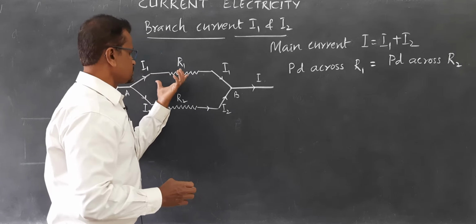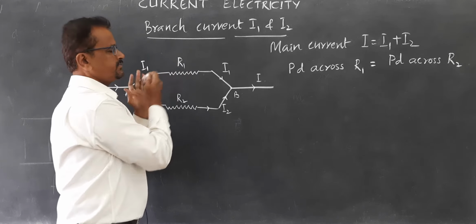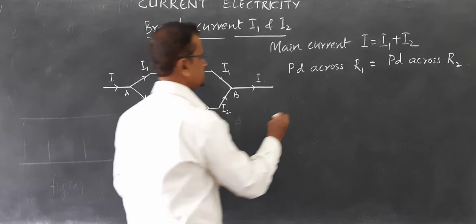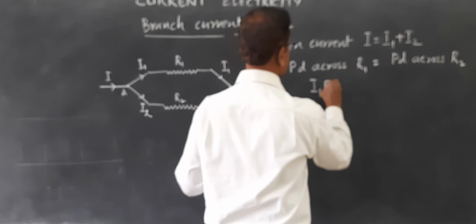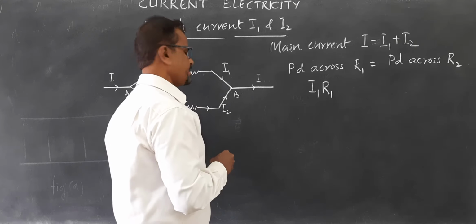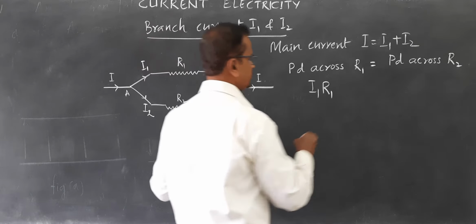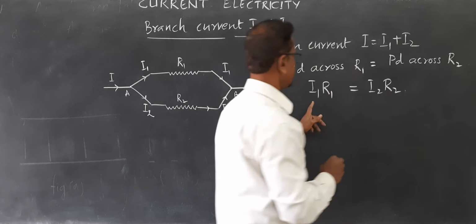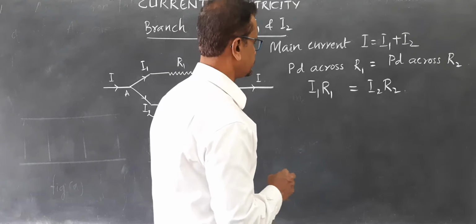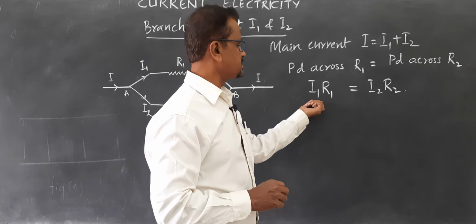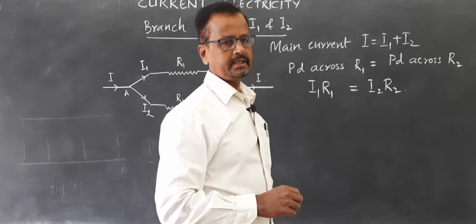What is PD across R1? The product of current and resistance. Look at this, I1 R1 is the potential difference across the resistance R1. And what is PD across R2? I2 R2. Therefore, I1 R1 is equal to I2 R2. So this helps me to find out the branch currents I1 and I2, right?